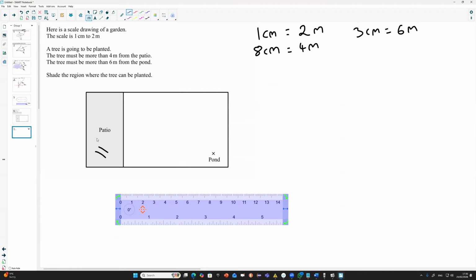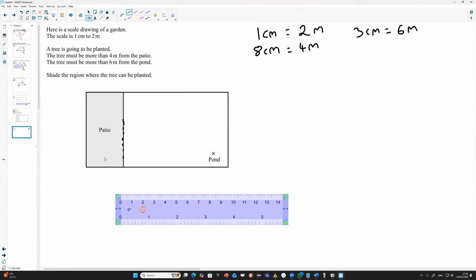Now it needs to be more than 4 meters from the patio. So the patio is here. So it's got to be more than 4 meters away from there. I would say it's referring to this line of the patio, although that is a little bit unclear because it's like a block. But I would say it has to be the right hand side of the patio. The tree must be more than 6 meters from the pond. Well, that's quite easy. You just have to have a circle around the pond and be outside of that.